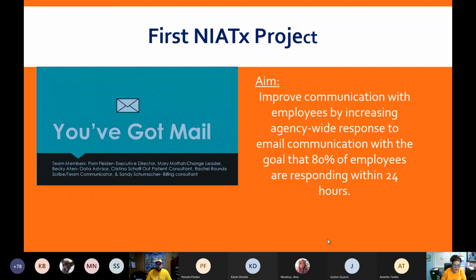And so one of the first projects that I did, and let me get back here, apologize, was the You Got Mail. You can see the slide up here. We had a problem. We didn't have as much response from our employees as we would like to email. So we were trying to improve communication with employees by increasing agency-wide responses to email communication, with the goal of 80% of employees responding within 24 hours.